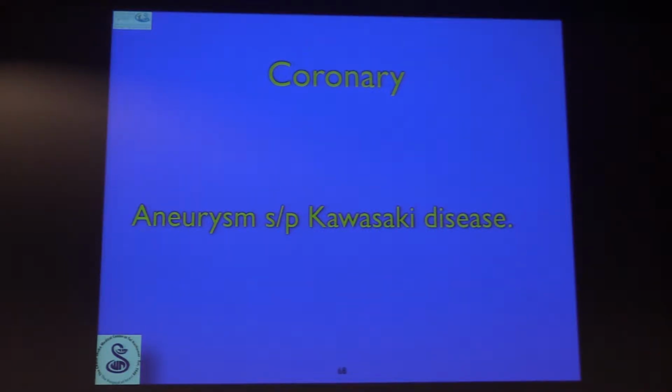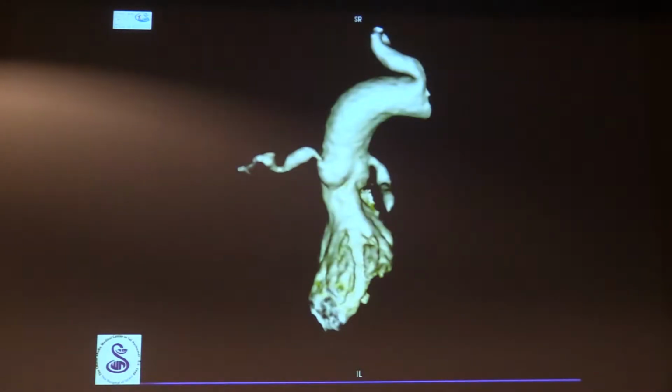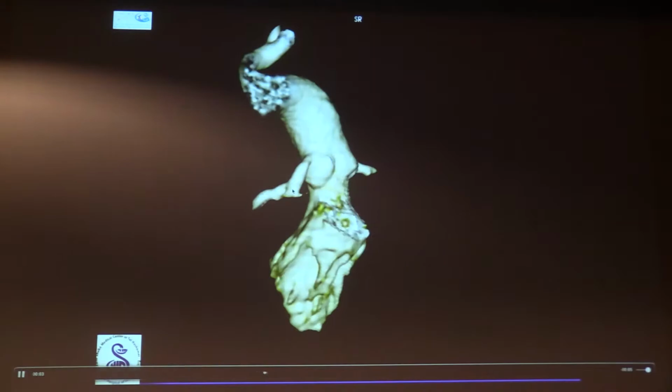Aneurysm of Kawasaki disease. Kawasaki disease is one of the most common pediatric acquired heart diseases. We don't know the etiology for Kawasaki disease, but we do know it can cause coronary aneurysms. Here you can see the right coronary with aneurysm here and aneurysm in the distal part. This is both sides. You can see both sides are affected. Also the left side affected, the left coronary affected.